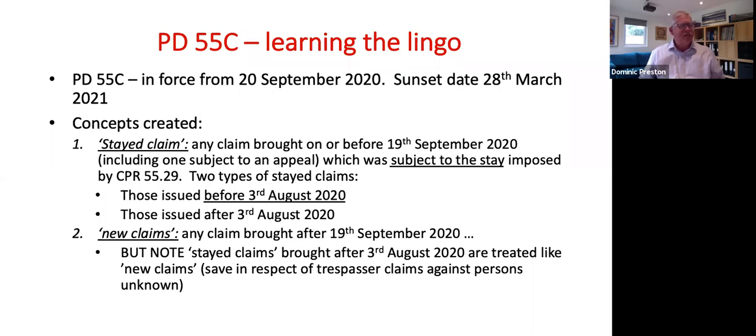Now, my understanding is that all claims that were brought after the 3rd of August, I don't know if this is right or wrong, but I'm told that they arrived in the court office and they were put to one side and they weren't dealt with at all by anybody. So I think the reason why they've chosen the 3rd of August is because they have literally been put in a pile to the side, and they will therefore all be issued from Monday onwards, last Monday onwards.